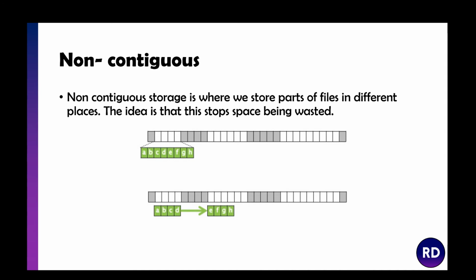Now, non-contiguous is where we store parts of the files in different places. So you see here we've got 4 blocks there, so we stick 4 of them there and 3 somewhere else. Now, the idea of this is that it stops space being wasted and it uses the space more efficiently. But the problem is that all of your files are split up, which means the access time is slightly slower.